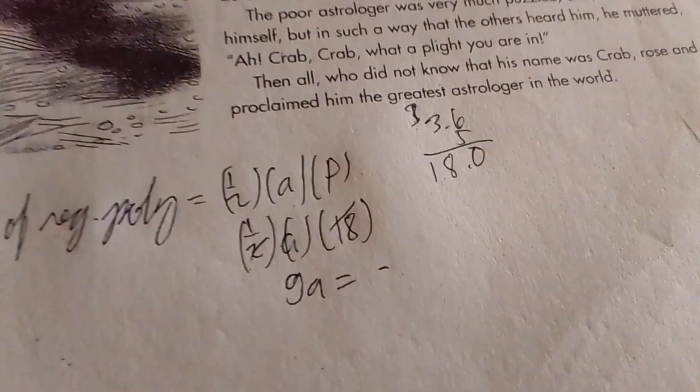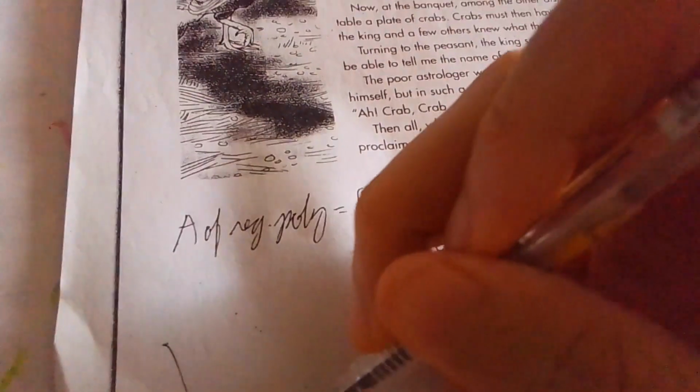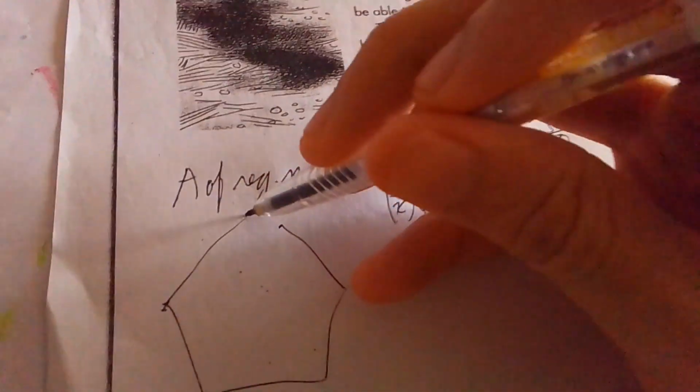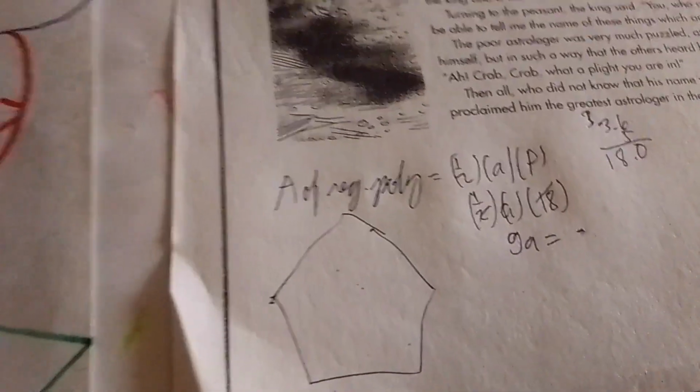Remember, we need to get the apothem. So how do we get the apothem? Okay, here's how it goes. Take a look at this regular pentagon that I drew. You know that this is a regular pentagon. In a regular pentagon, what's the measure of every angle? That's right, 108 degrees. So every angle must measure 108 degrees.